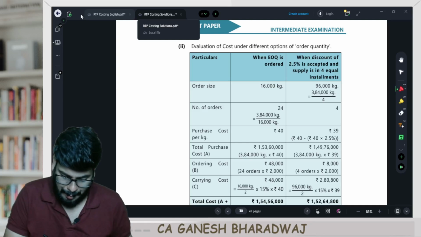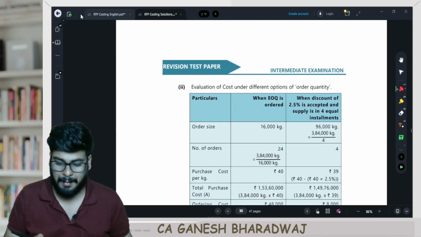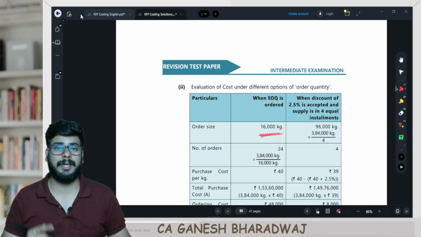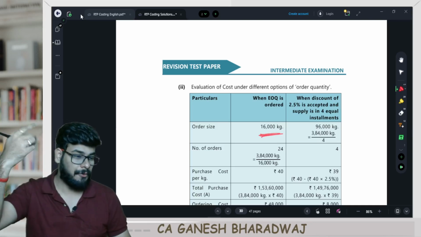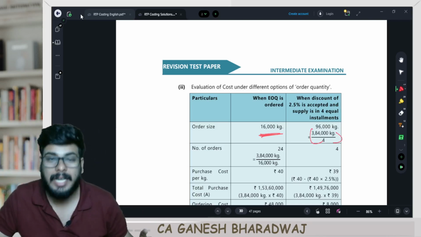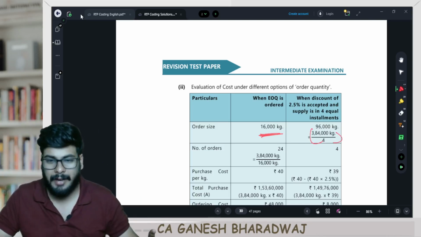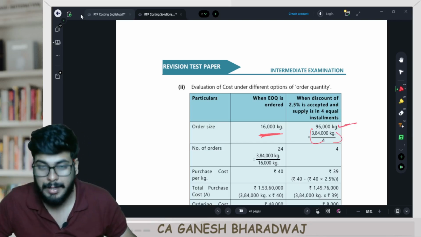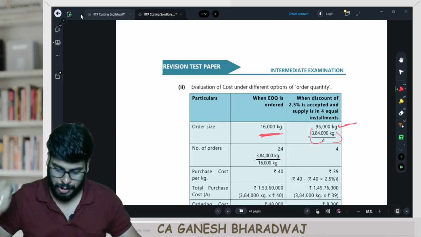Now, what will happen to the order size? Every time I place an order under EOQ, it's going to be 16,000 kgs. Correct? Now, if I'm going for 4 equal installments, how much will that be? Annually, I'm going to buy 3,84,000 kgs divided by 4. So every time I place an order, the order quantity will be 96,000 under the proposed plan.